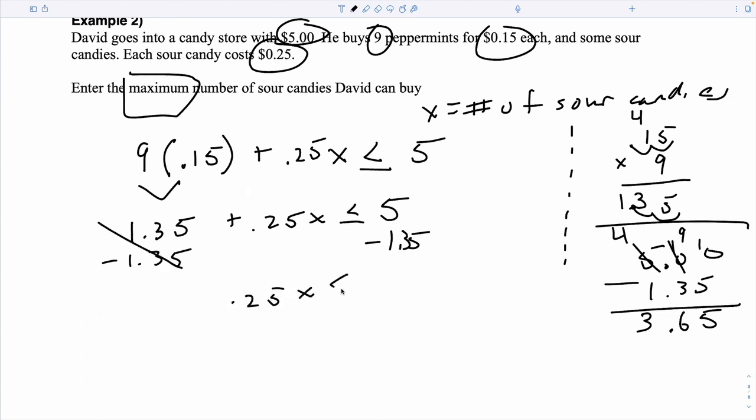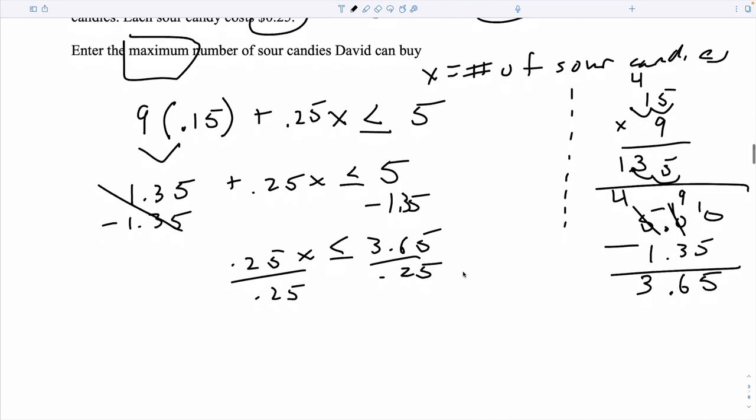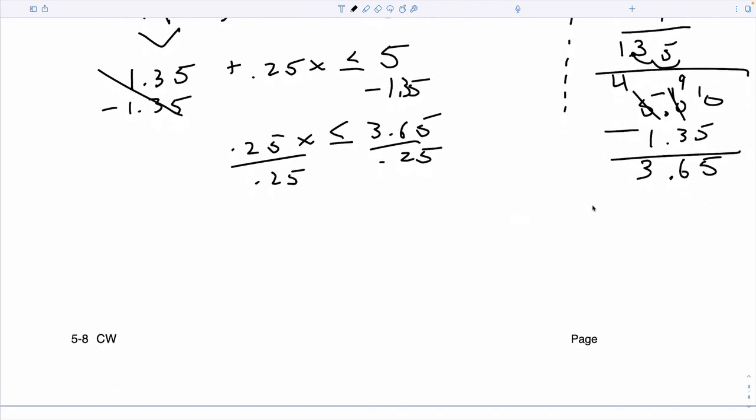Last step. 3.65. Divide by 0.25 on both sides. 3.65 divided by 0.25 is your final step to the problem. What do I do with the decimals for this, Tessa? What do I do with the decimal? How many times? 2 times to the right. And bring the cat to the house.